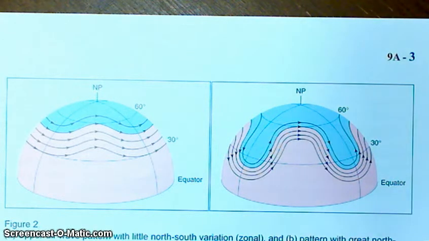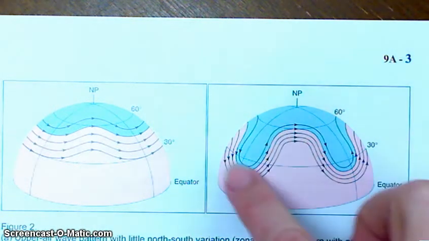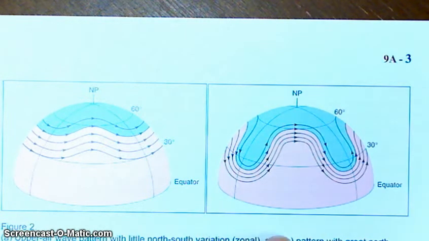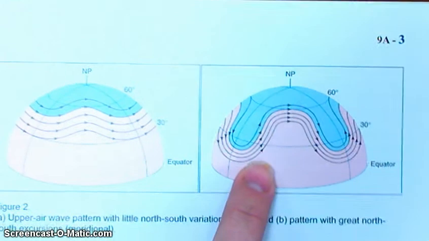At the other extreme, shown in figure 2B, the upper air westerlies blow in huge north-south loops with high amplitude ridges and troughs. So we get a lot of waviness. This westerly flow pattern in this case is called meridional.